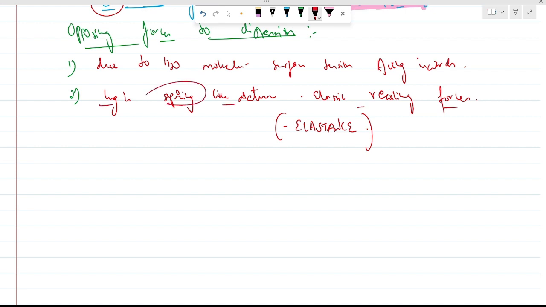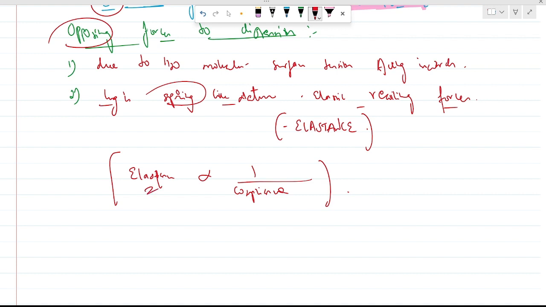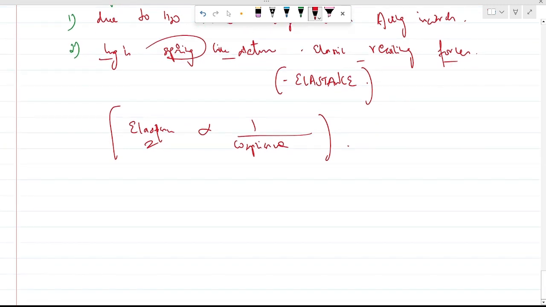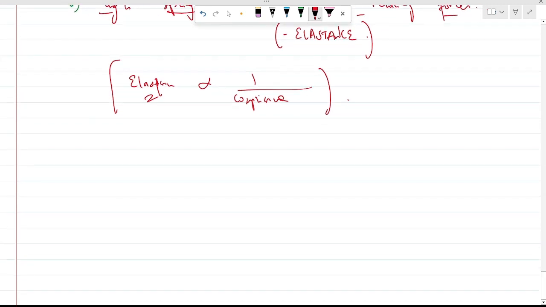Elastic recoiling forces, elastance. So as elastance is an opposing force to distension, we come to the conclusion that elastance is inversely proportional to compliance. Compliance is a distension force, and elastance is acting against the compliance or distension force. So elastance is inversely proportional to compliance, or compliance is inversely proportional to elastance.